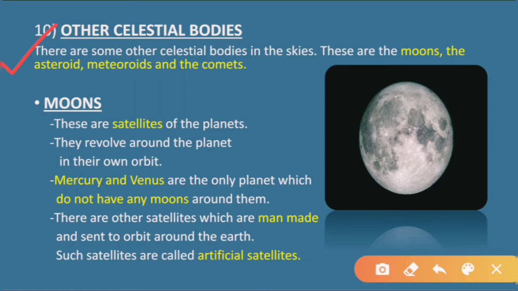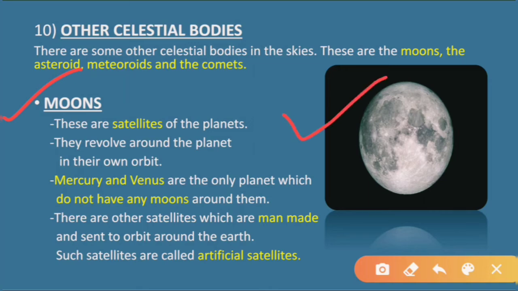Okay, so there are different types of celestial bodies. We have studied about the sun, we have studied about stars. Okay, so now we will study about some more types of celestial bodies. Okay, these are moons, asteroids, meteoroids, and comets. Okay, now we will study about all these celestial bodies in detail. Let's begin. The first is moon. Okay, you can see the picture of the moon right here.